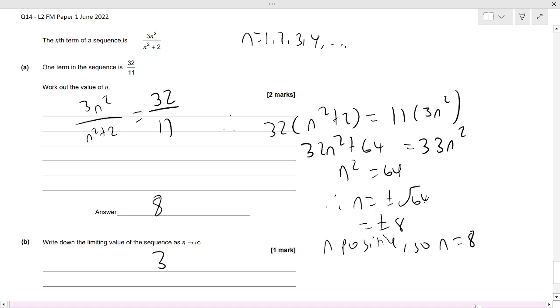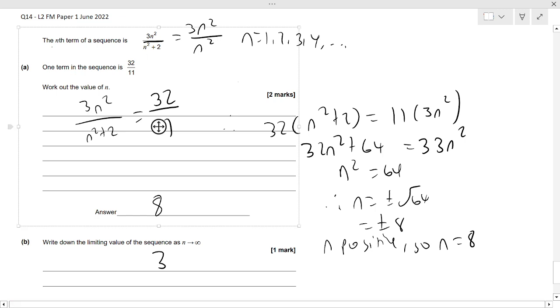But if they ask you, what you need to spot, particularly with fractions like this, is the highest power. We've got an n squared, the highest power, or the leading coefficient, so the highest powers essentially need to go to 3n squared over n squared only. The plus 2 is irrelevant.